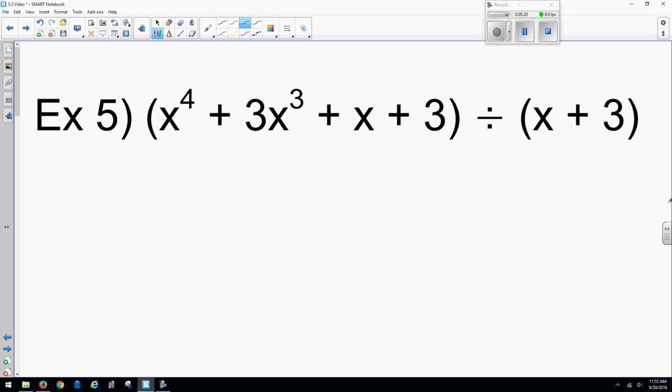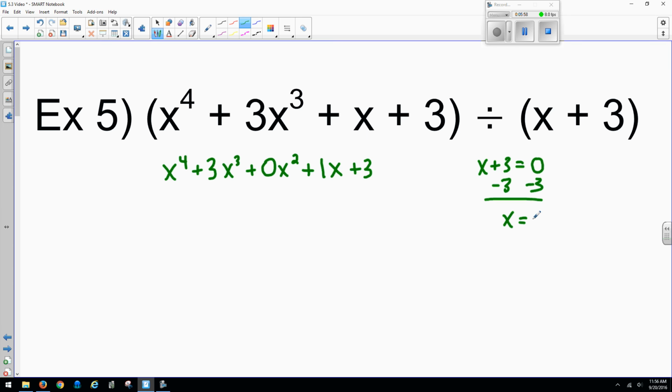One thing to notice here is that there is no squared term. So another way of looking at this is x to the fourth plus 3x cubed plus 0x squared plus 1x plus 3. You have to have a placeholder for every single exponent going down from the leading exponent. So that's why I'm adding this term in right here, the 0x squared. And I'm dividing by x plus 3, so I'm going to find what the 0 would be. So x would be -3. That's what I'm going to be using for synthetic division.